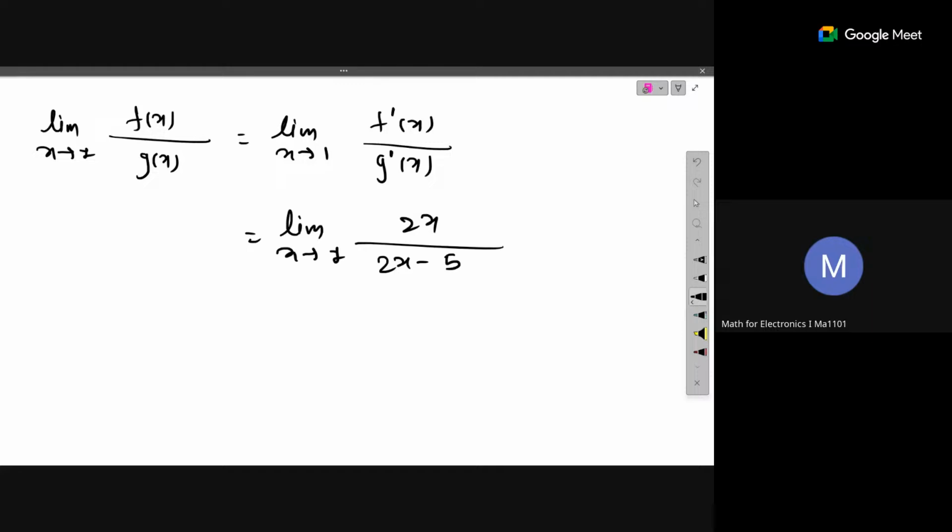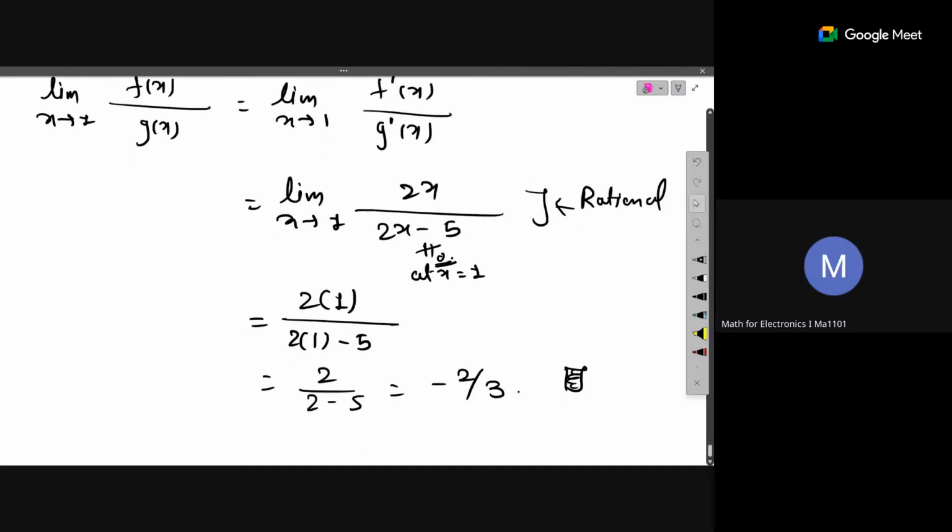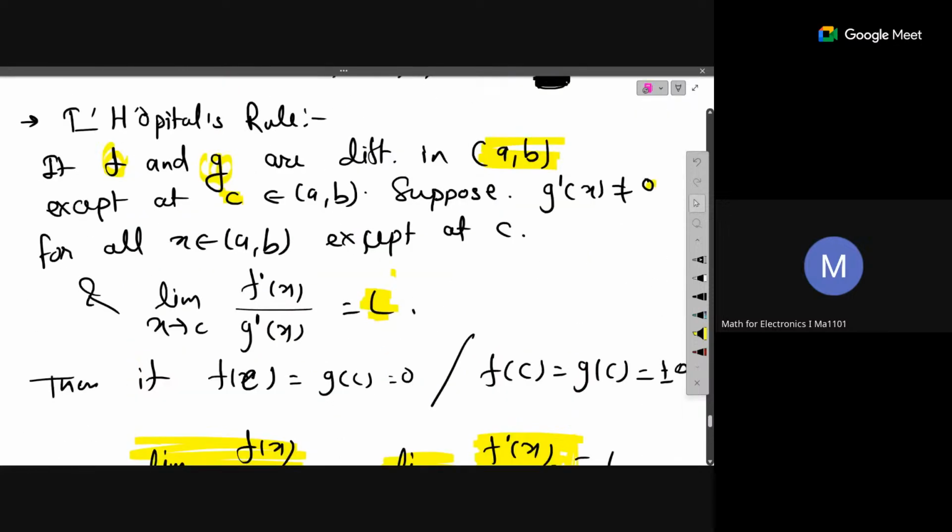So now if we put 1, again it's a linear function, and this is a form of rational function, right? And we know that the limit of a rational function exists if the denominator is not equal to 0 at that particular limit point. So here at x equals 1, this quantity is not equal to 0, right? So you can just substitute x equals 1 and that will be our limit. So it is equal to 2 times 1 upon 2 times 1 minus 5. Okay. So it's simply 2 upon 2 minus 5, that is minus 2 by 3. You guys are right. So that's our answer. Okay. Is that clear so far?